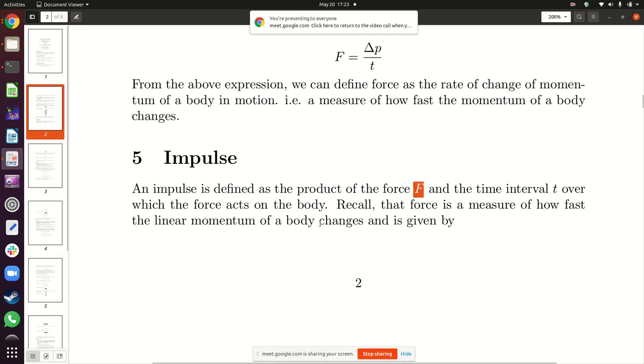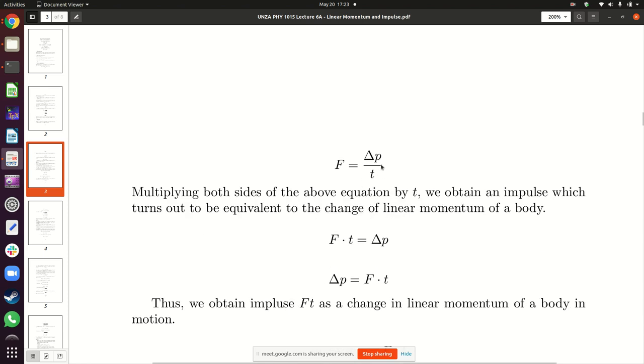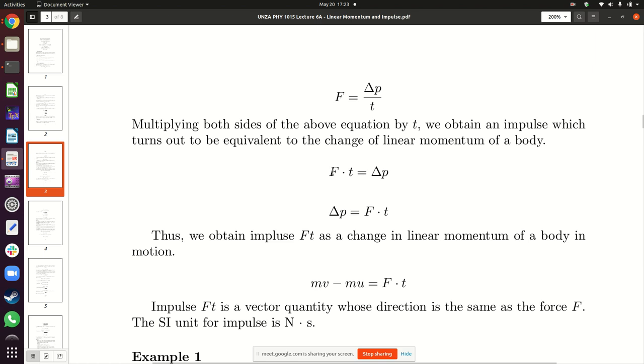So, impulse is when you multiply the resultant force times the time the resultant force is active or present. And how do we get this? So we come back to here. F is equal to the change in linear momentum divided by the time. So if you multiply both sides of this equation by T, you end up having Ft equals delta P. This Ft here, as you can see, is how we have defined impulse.